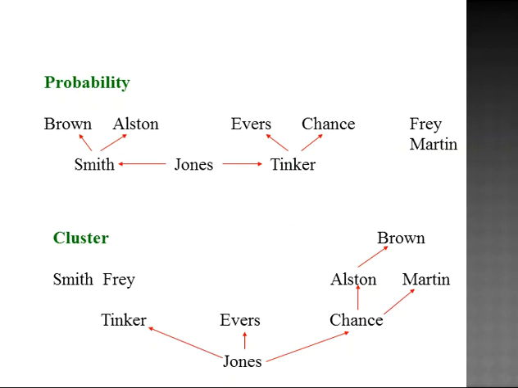Then we have the cluster, where we have Jones talking to Tinker, Evers, Chance, and Chance talks to Austin and Martin, and Austin talks to Brown. So the grapevine is one way in which communication can spread through an organization. Sometimes the organization may even use the grapevine to pass information out to their employees in lieu of a formal communication where they're having a meeting or sending out a series of memos.